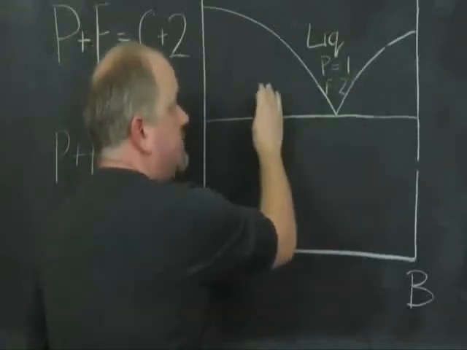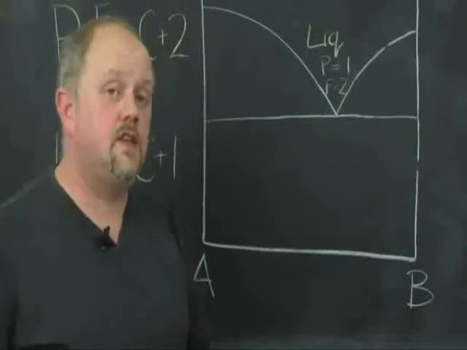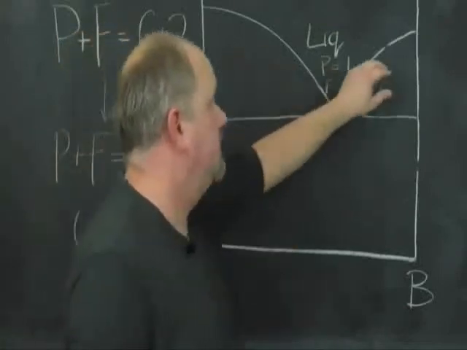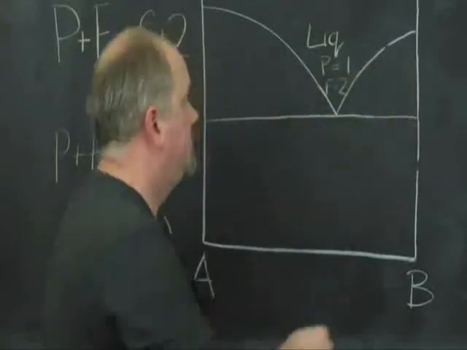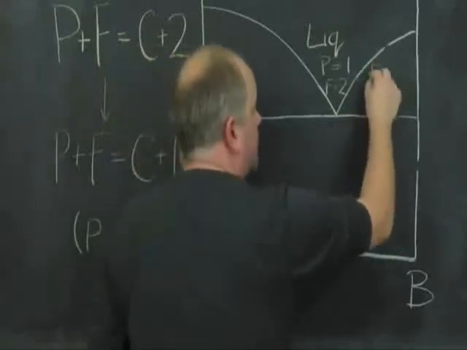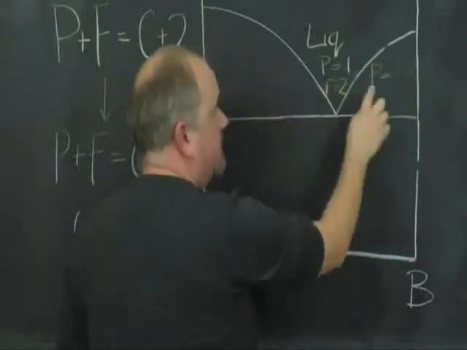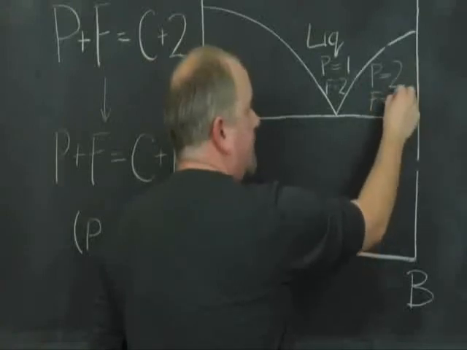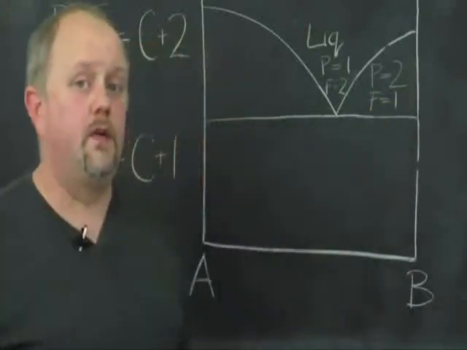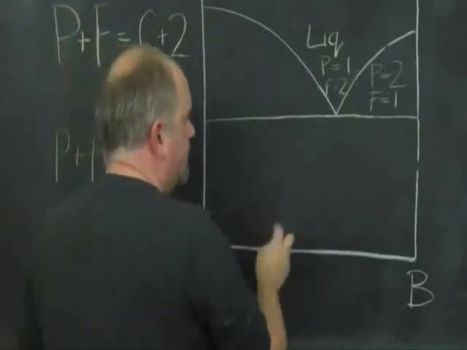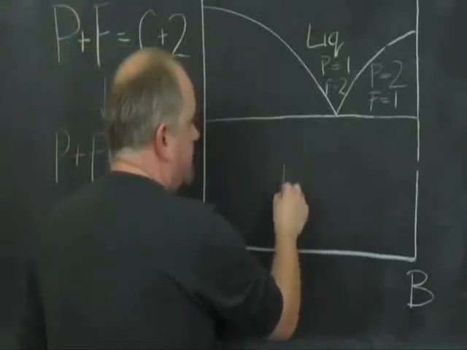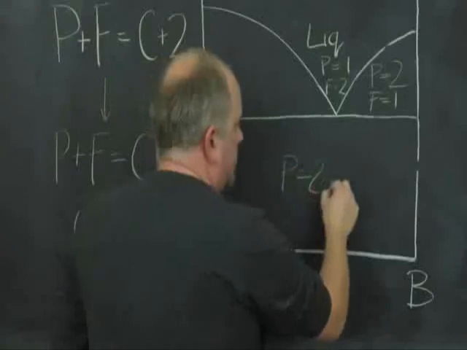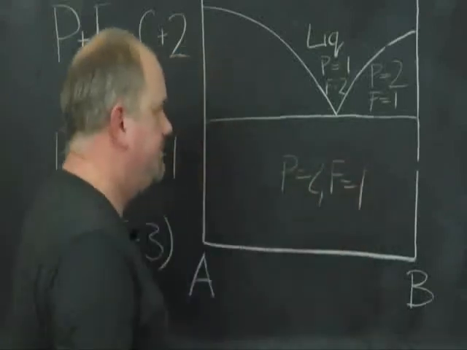Also, in these two fields, we know we have 2 phases. These are the primary phase fields of A and the primary phase field of B. So if I label this up here, we know we've got A plus liquid in here and B plus liquid in here. So P equals 2 and F equals 1. So we only have 1 degree of freedom. Down here, we have 2 phases again. So P equals 2, F equals 1.